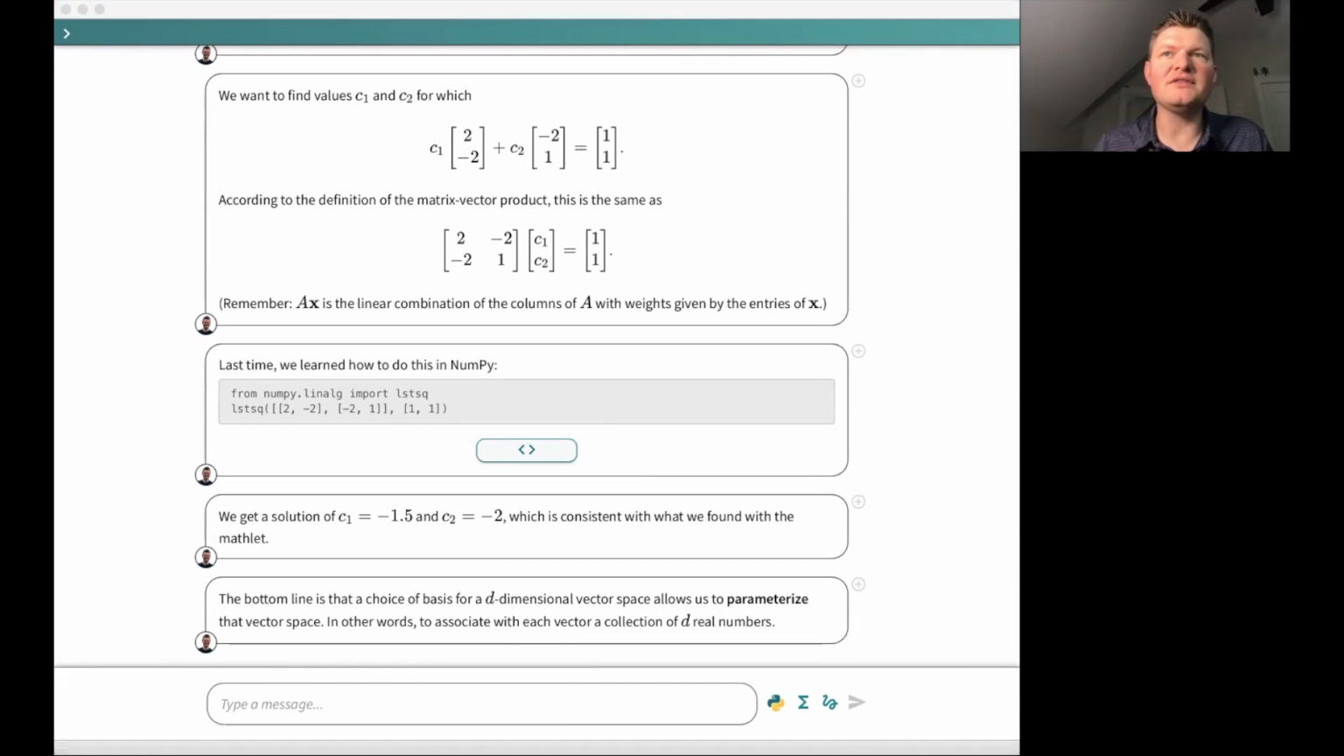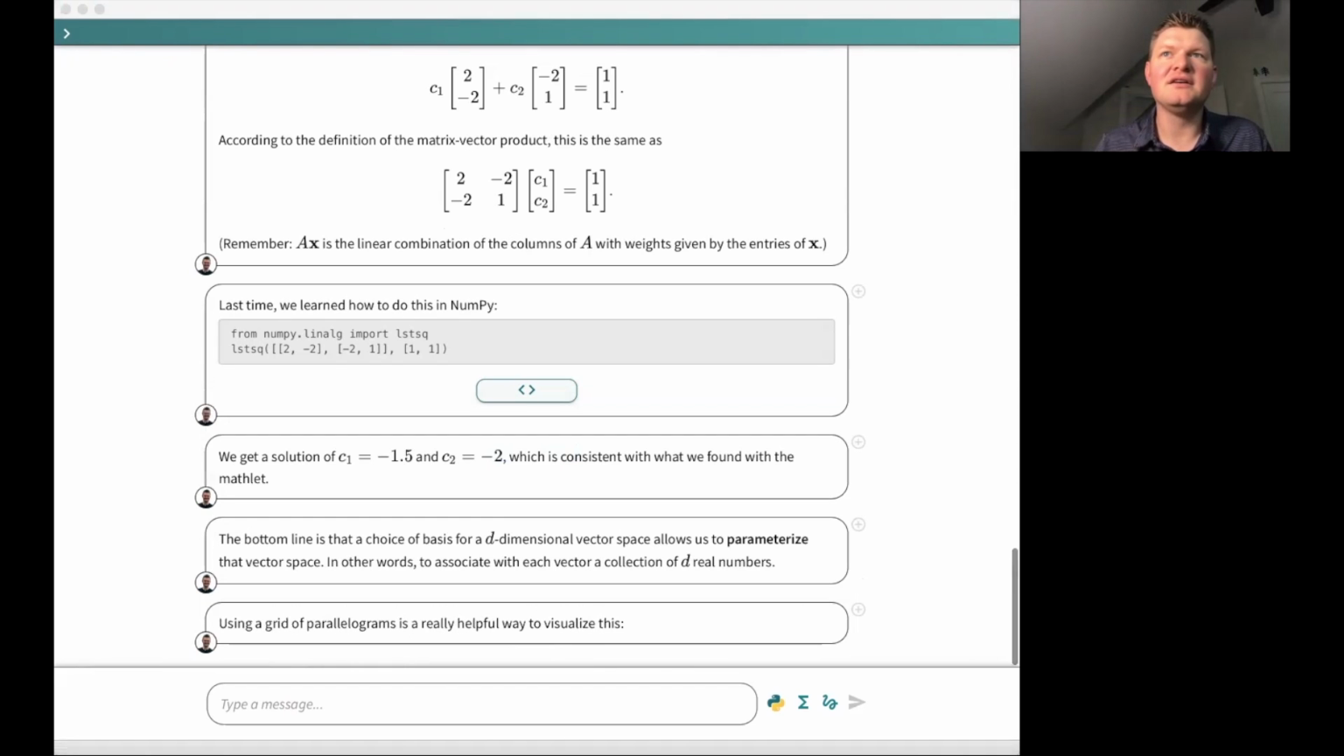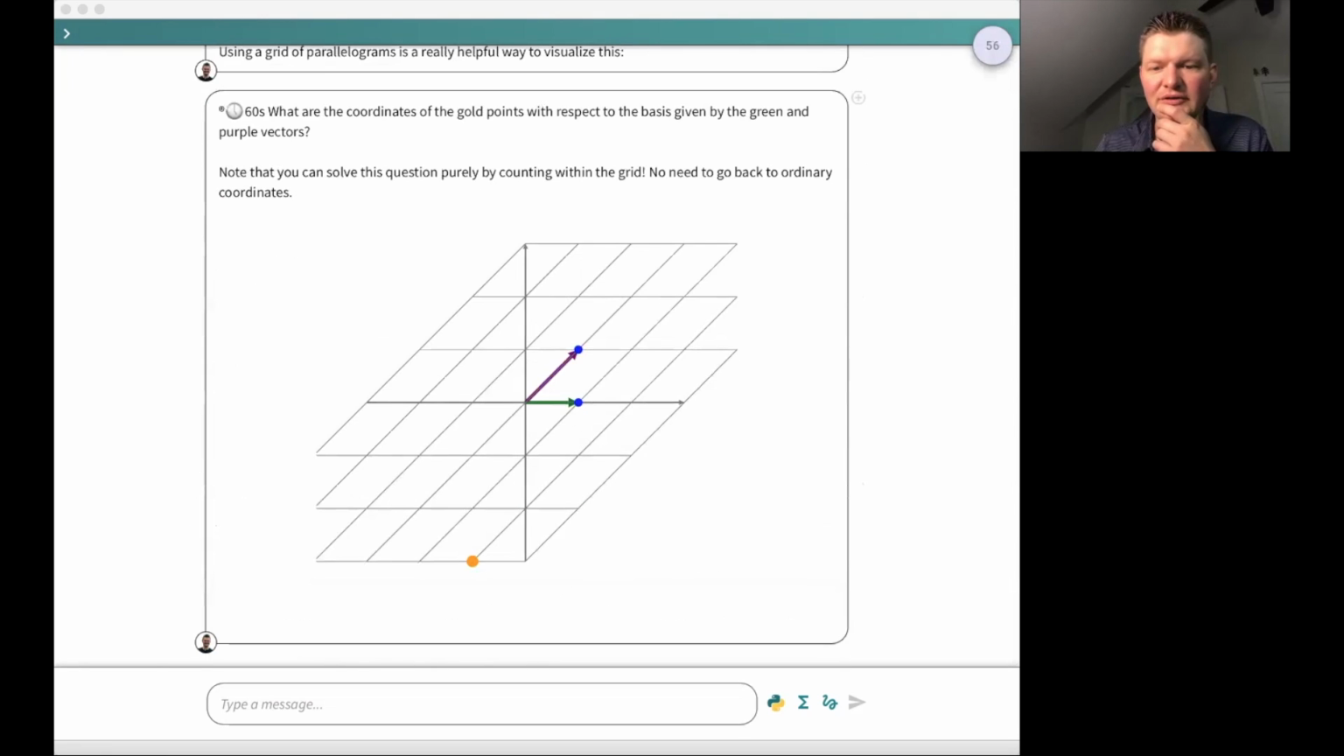So I'll show you what this looks like again in the plane, since that's by far where our best drawing tools are. I want to ask, what are the coordinates of this orange point down here with respect to the basis consisting of this green and this purple vector? And you don't have to do computation to solve this. You can look at the grid and figure out how many greens and how many purples it takes to get that orange point.